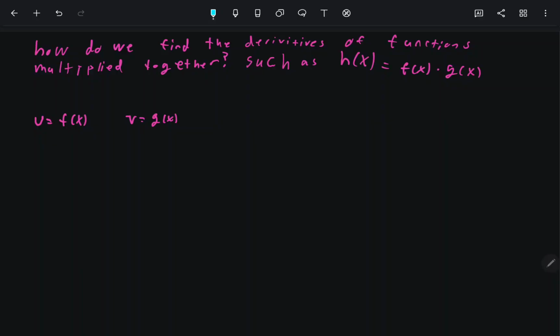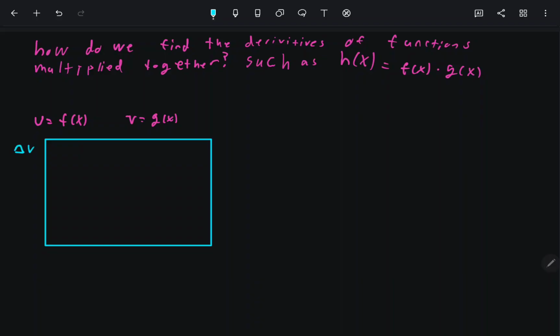Leibniz actually struggled with this question at first. The way we're going to start thinking about this is we're going to have a little square. That is a parallelogram, not a square. Now you need a square. A rectangle also works. So we're going to say that we have a v and a change in v, and a u and our change in u.